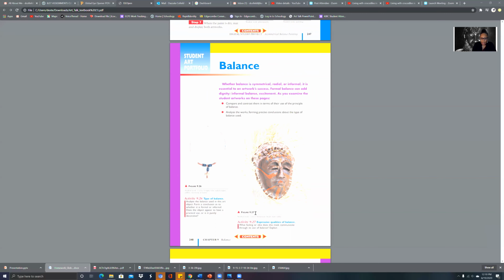Now let's look at figure 9-27 when you answer your questions. Let's look here. So it asks you, the question is, express the qualities of balance. What feeling or idea does this mask communicate through its use of balance? Explain. What types of feelings do you notice with this mask? It is symmetrical. We talked about previously, it can represent different things such as excitement, dignity. So some of these things can be represented in this mask. And just take a few sentences and answer this question about this mask and what do you feel the mask communicates through this type of balance, and explain.